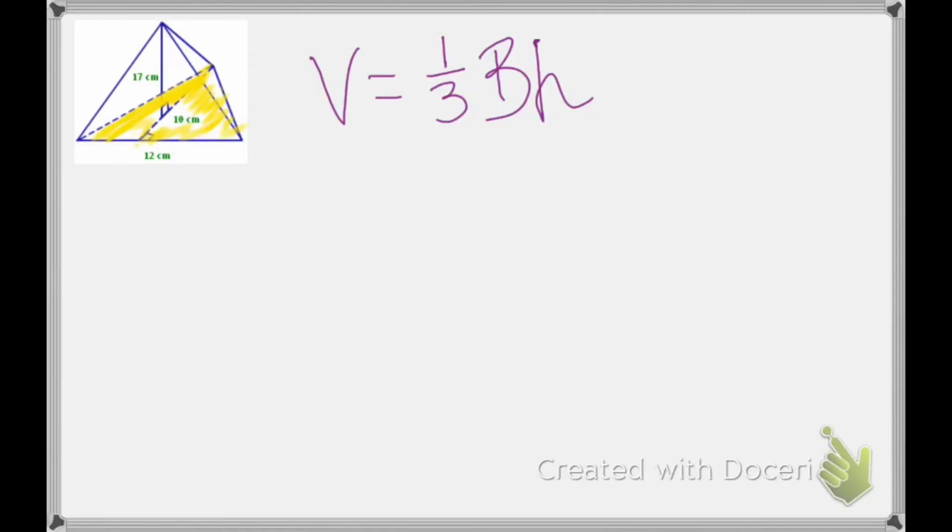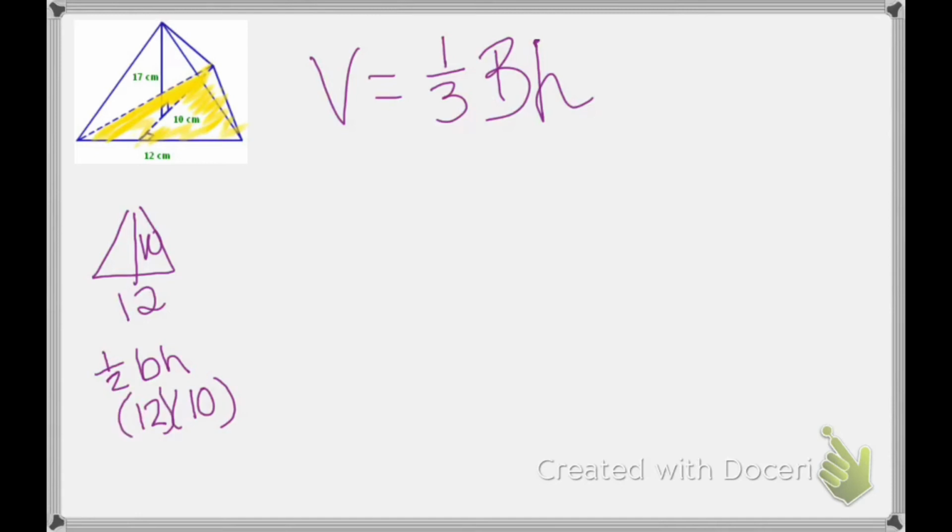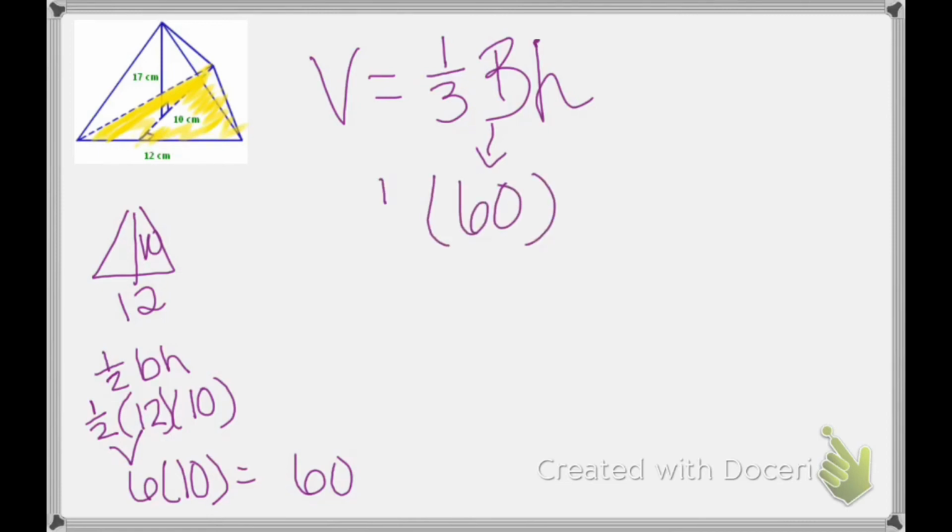So let's start by filling in the area of our base. Since our base is a triangle, I know that my formula for that is 1/2 times base times height. The base and the height are 12 and 10, and I'll be cutting that in half. So far I have this piece right here. I'll need to cut that into 1/3, and then the height of my pyramid is how tall it is, and I can see that it is 17 centimeters tall.